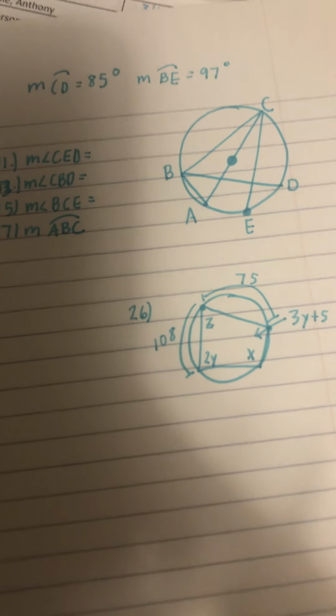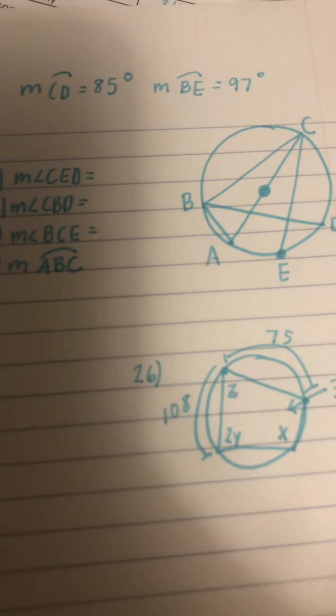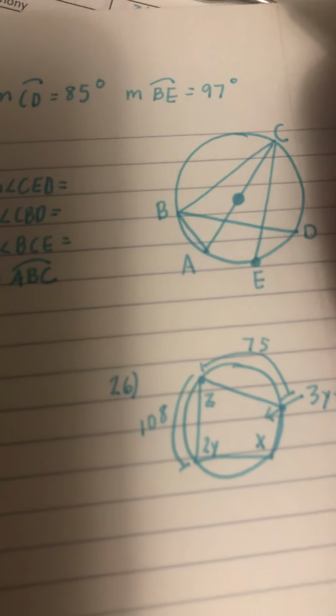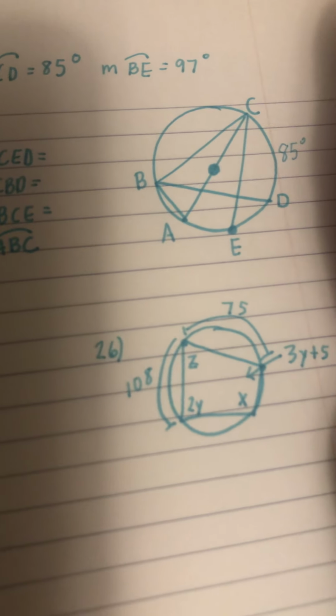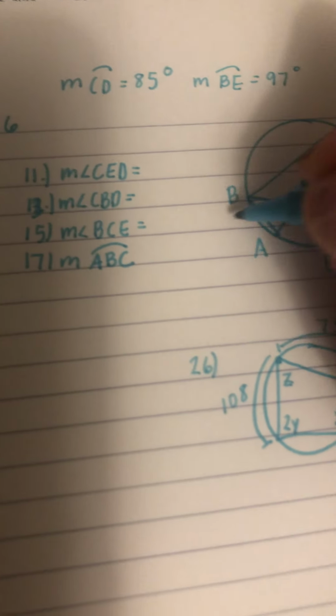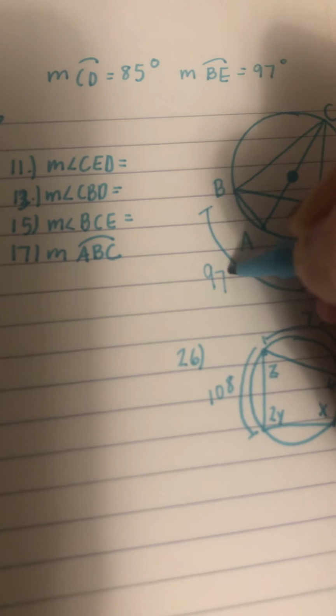Try this. Hopefully it's not too blurry. Okay, so this is that whole section of 10 to 17. Up in the directions, it told us that this arc right here is 85 degrees, and BE from here to here is 97 degrees.